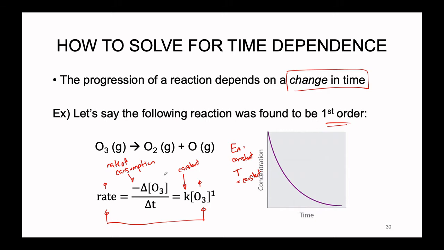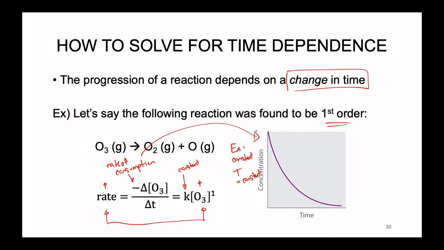This equation, the rate of consumption equation, would be useful when observing this type of graph we can see on the right, where we're measuring concentration over time. And again, we can see that this is a curved line. There is a power relationship here. It's not a linear relationship. This reaction is first order.